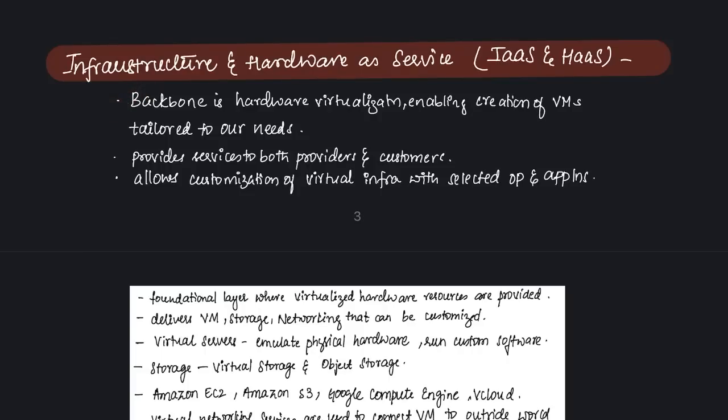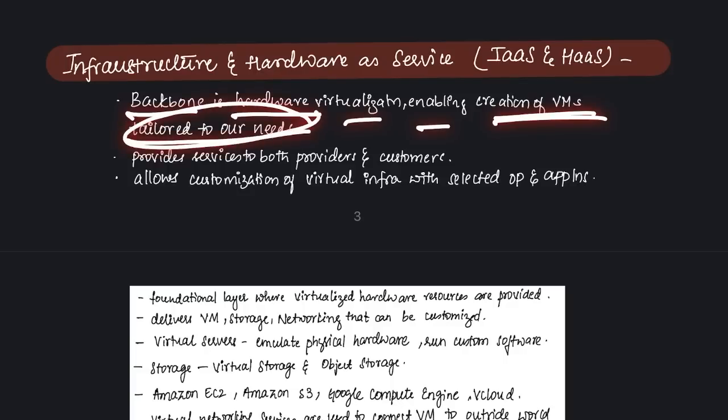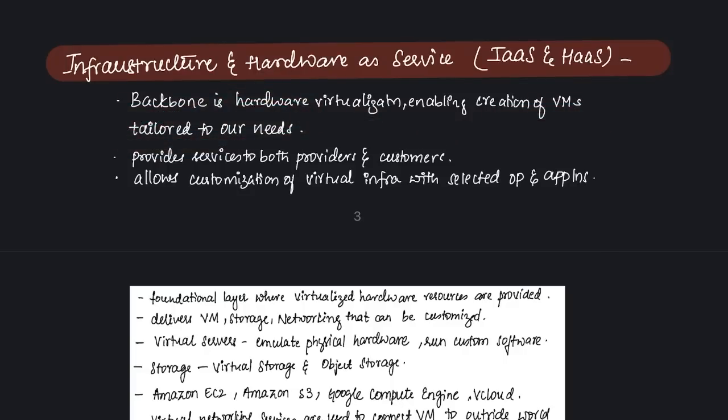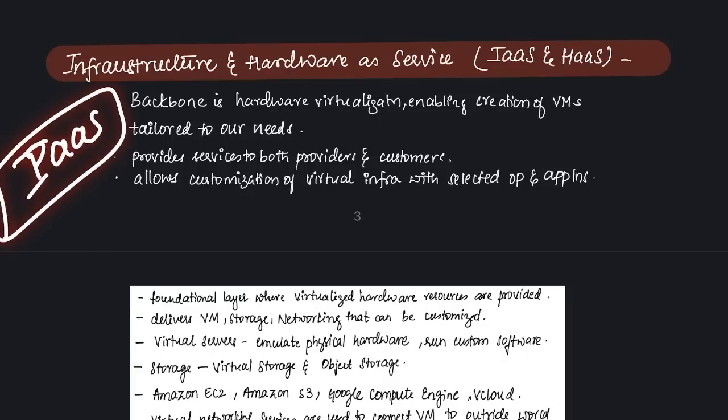So infrastructure as a service represents a very mature and popular segment in cloud computing because it has all the infrastructure in it, right? So be it the networking devices, or the storage devices, web servers, load balancers, all those things are present inside the infrastructure. So it provides a backbone in hardware virtualization. It will enable creation of virtual machines which are tailored depending on our need. So virtualization is built upon the infrastructure as a service, right?